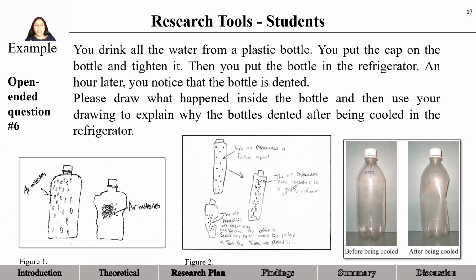According to figure 1, in bottle 1, we can see molecules are further apart from each other. Later, in the same bottle, we can see that the molecules come closer, making the bottle dented. This drawing shows conceptual understanding of a model related to the phenomenon of the properties of gas.